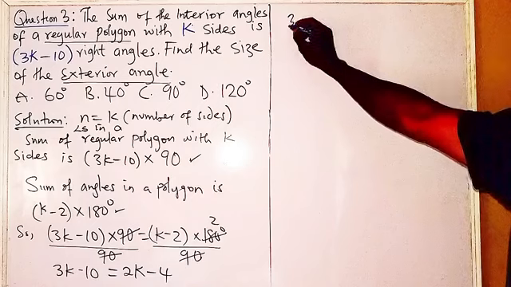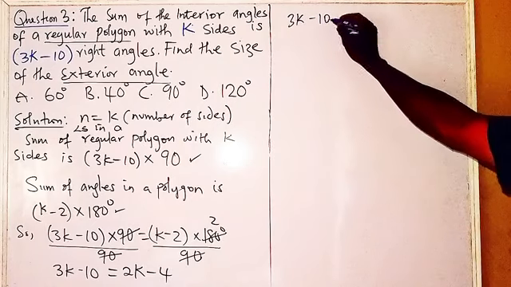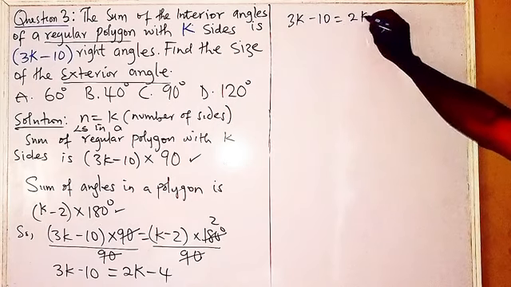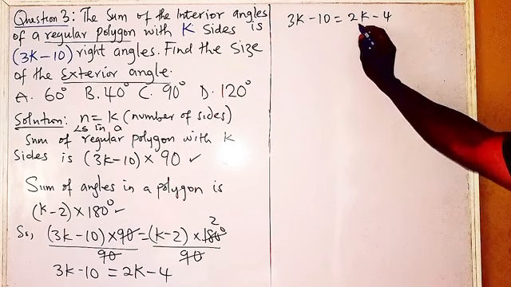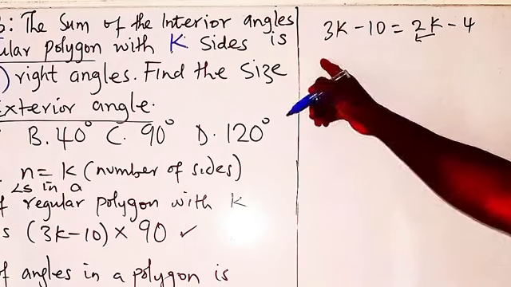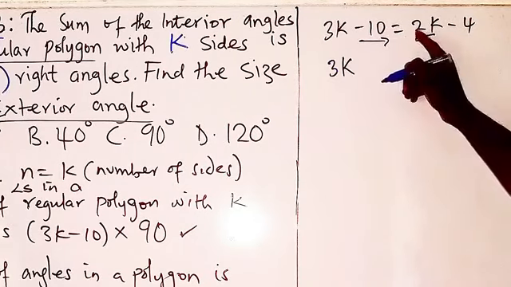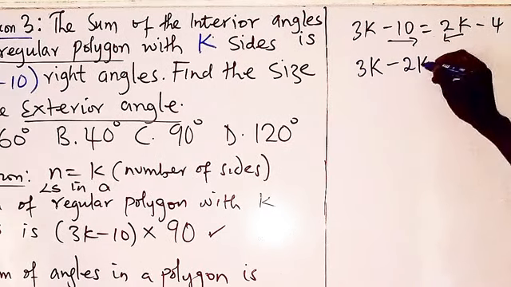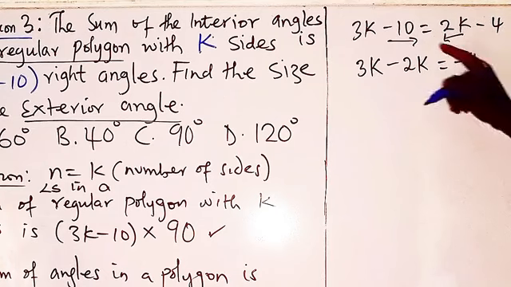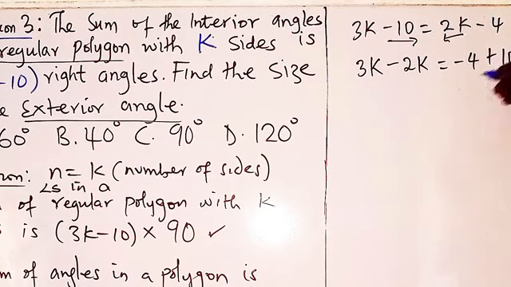So from there, you have 3k minus 10. I want to rewrite it as 2k minus 4. Now here, we are going to transpose. 2k is coming down here, and minus 10 is going down here. So we're going to have 3k coming down here, changing to negative, we have 2k equals minus 4. This one coming down here will change to positive 10.